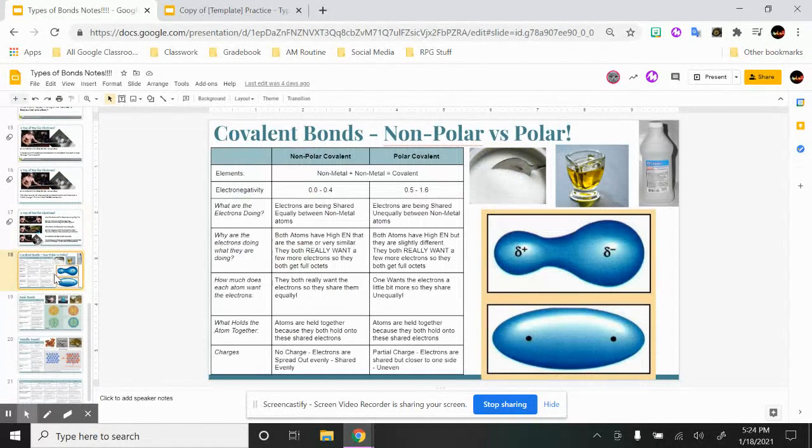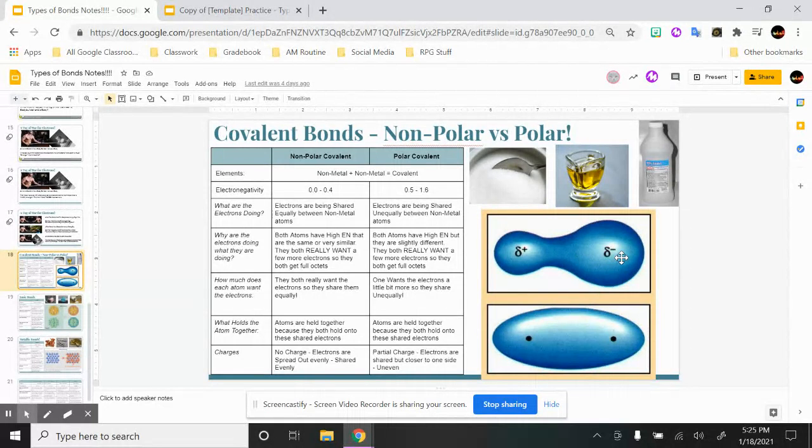So these are both examples of covalent bonds. Covalent bonds are made of just nonmetal atoms. A nonpolar covalent bond is when both atoms have very similar electronegativities. They're both going to share those electrons equally. So here, this blue area is showing that the electrons are spread out evenly around those two atoms. In a polar bond, though, one of those atoms is a little bit stronger and pulls the electrons over to its side. Now, when this happens, we get what's called partial charges.